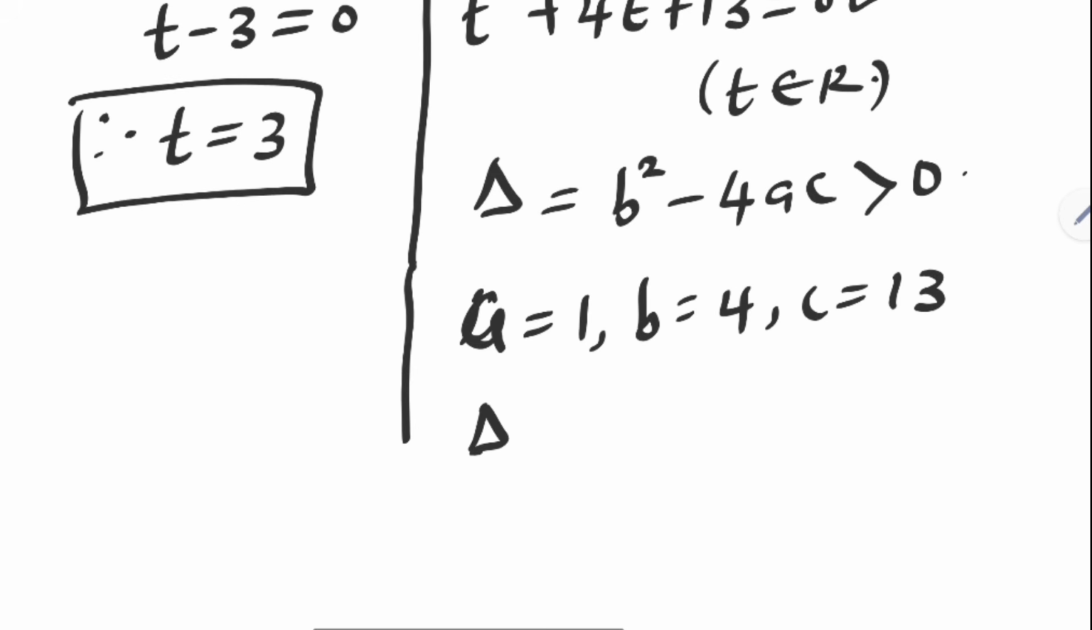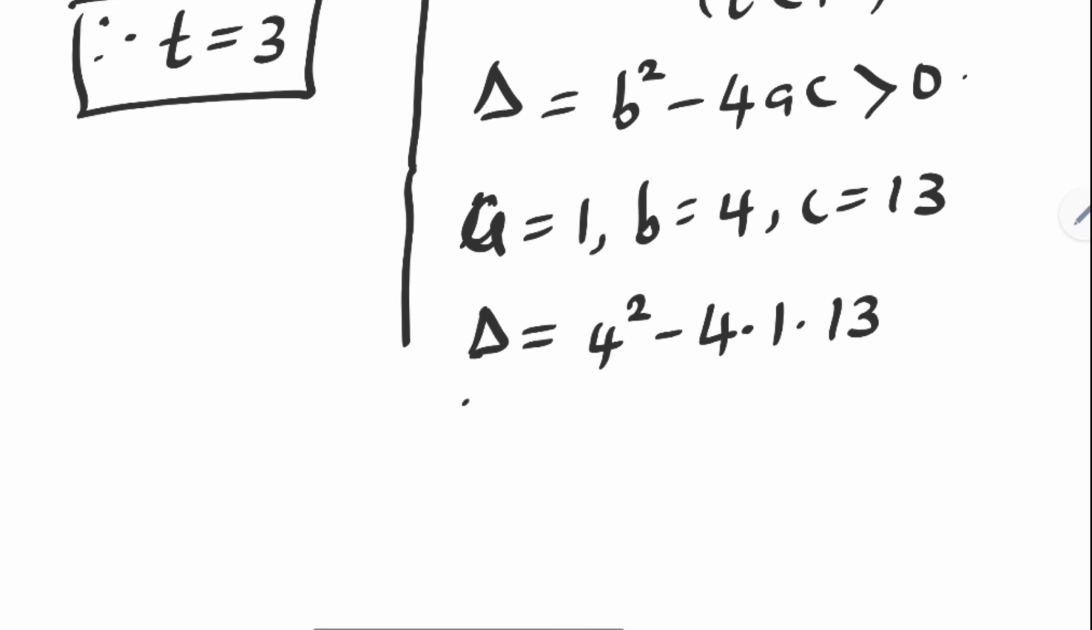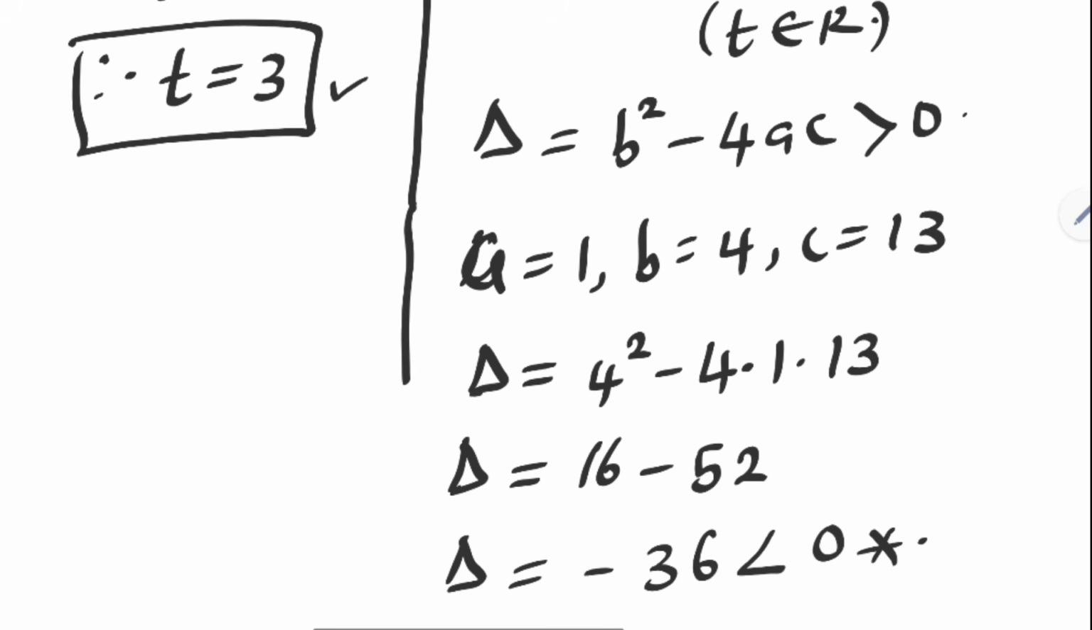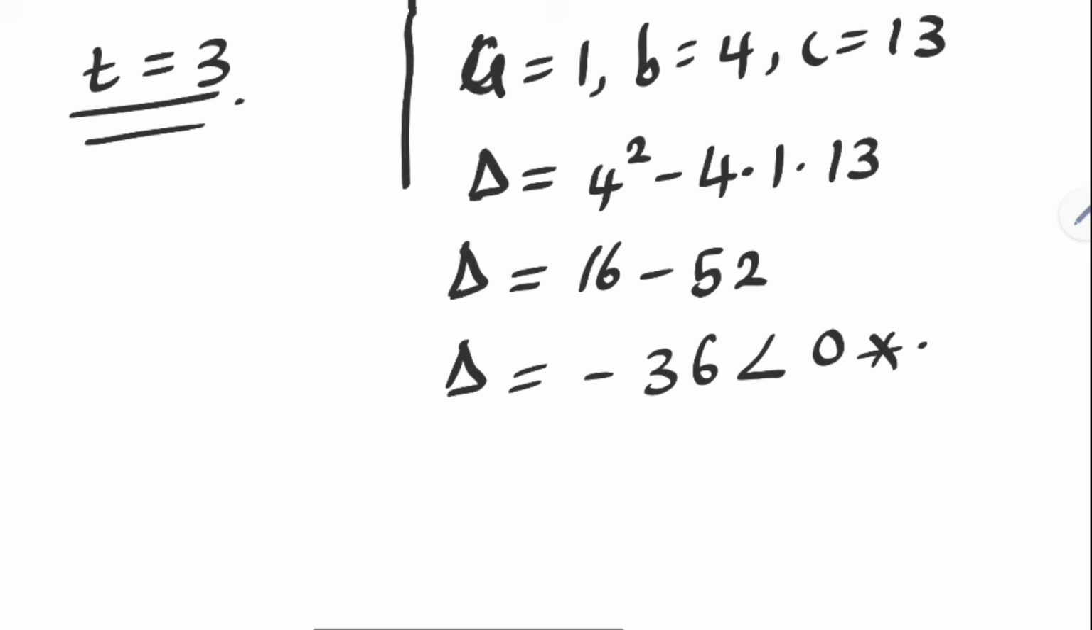Then we have discriminant, this is equal to 4 square minus 4 multiplied by 1 multiplied by 13. Discriminant d is equal to 4 square, that is 16, minus 4 multiplied by 1 multiplied by 13, that is 52. Then d is equal to 16 minus 52, that is minus 36. And of course, this is less than 0, so it is rejected. Now, the only real solution we have is t is equal to 3. This is the real solution we have.